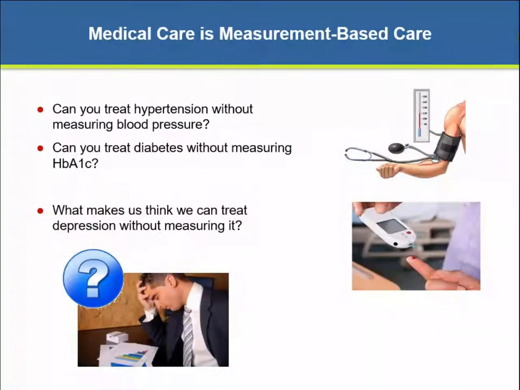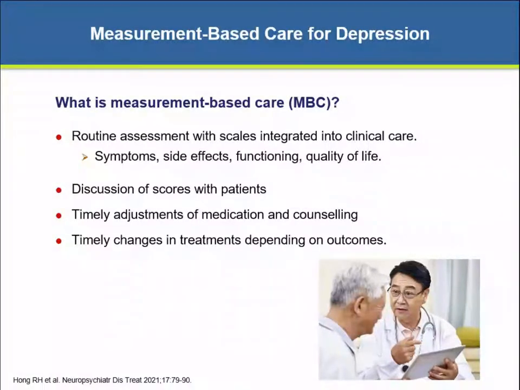Well, for psychiatric conditions, we don't have measurements like blood pressure or lab tests like blood glucose. But we have the next best thing, which is validated rating scales that we can use to assess signs and symptoms of depression. So when we are talking about measurement-based care, we're really talking about routinely using validated scales that are integrated into our clinical care of patients. And we can use scales to measure symptoms, to measure side effects, functioning, and quality of life.